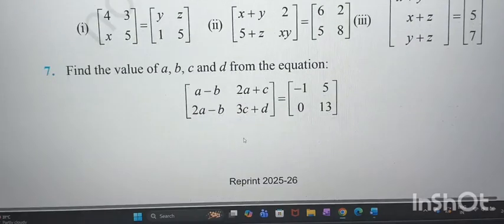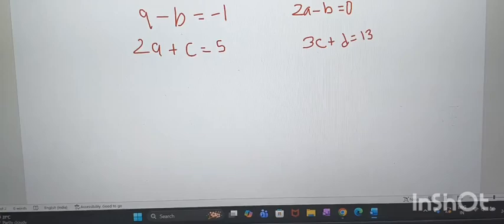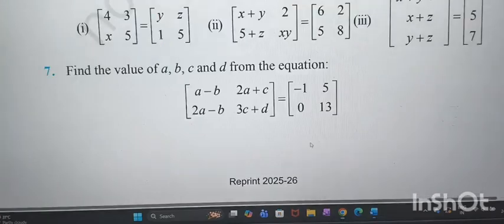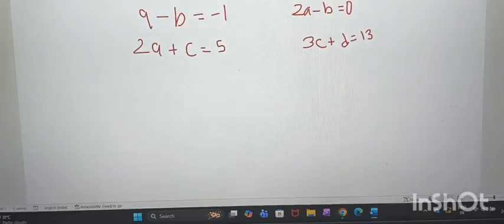Here also same thing, we have to equate this. Here there are 2 rows 2 columns, 2 rows 2 columns, equal to sign given, so corresponding elements will be equal. We will write this also quickly down. Yeah, so these are the corresponding elements. a minus d will be nothing but minus 1, 2a plus c is 5, 2a minus b will be 0, 3c plus d is 13. So we have written that over here.